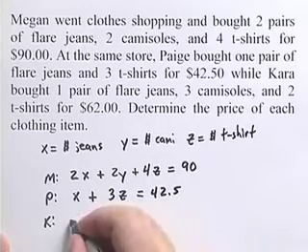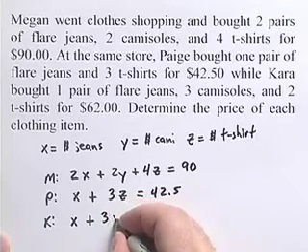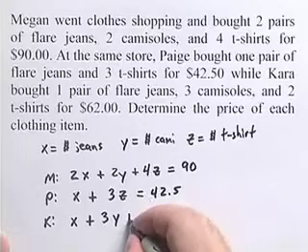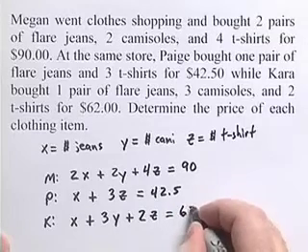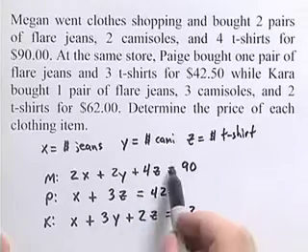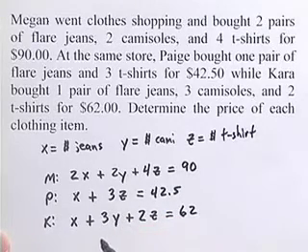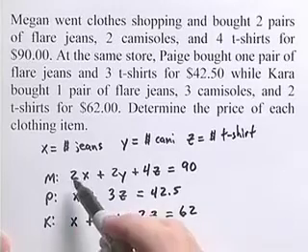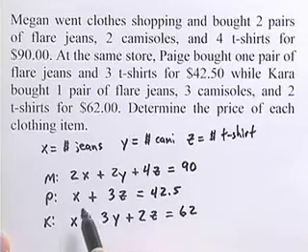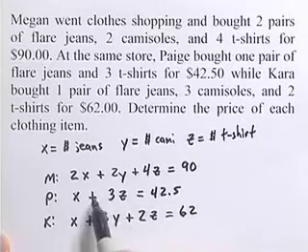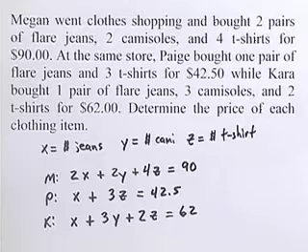Kara bought 1 pair of flare jeans, so she spent X dollars on jeans. She bought 3 camis, so she spent $3Y on camis, and 2 t-shirts, so she spent plus $2Z on t-shirts, for a total of $62. Now that we have our system of equations, we want to enter this into our calculator. We're going to use our augmented matrix. Remember that the augmented matrix consists of the coefficients of the variables, and we also need the right-hand side. One thing we have to pay attention to is that in our second equation there is no y term, so we need to remember to enter a coefficient of 0 for the y coefficient.